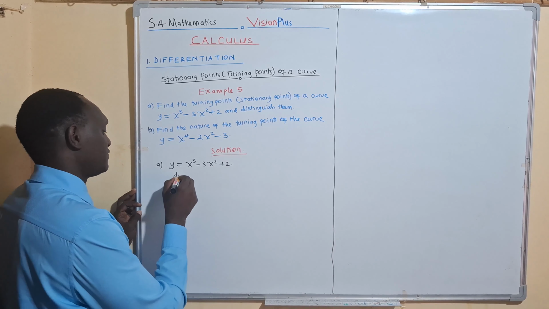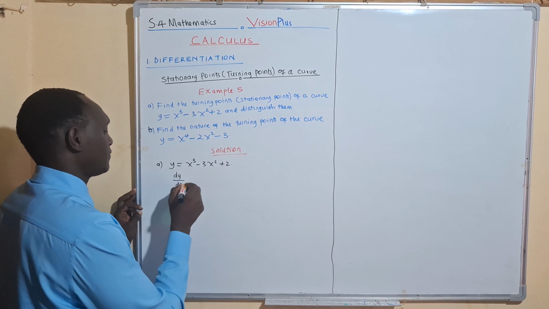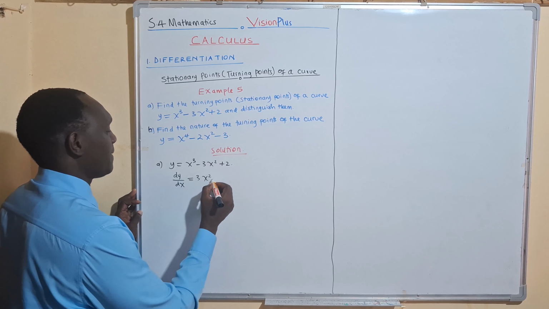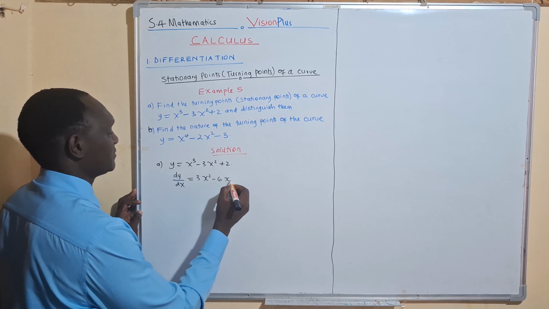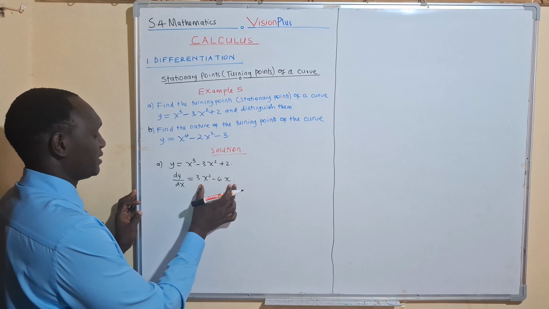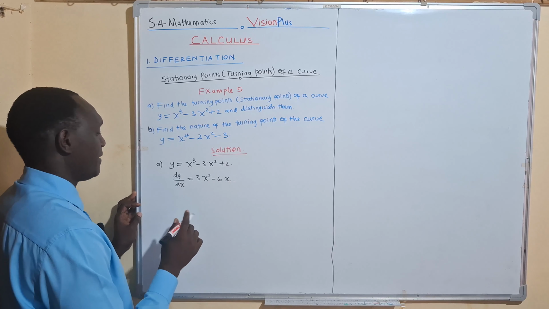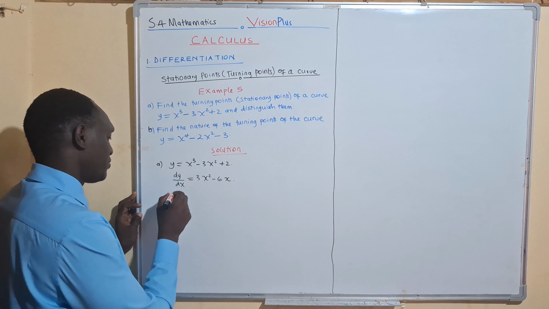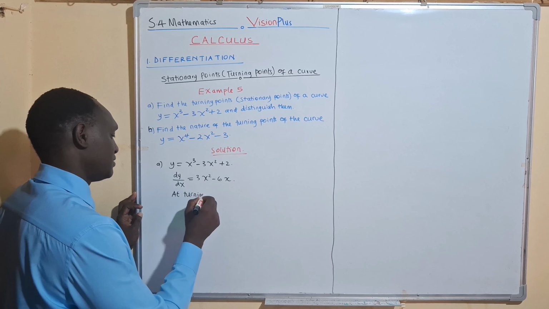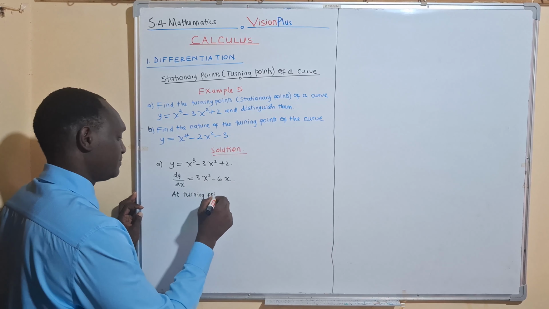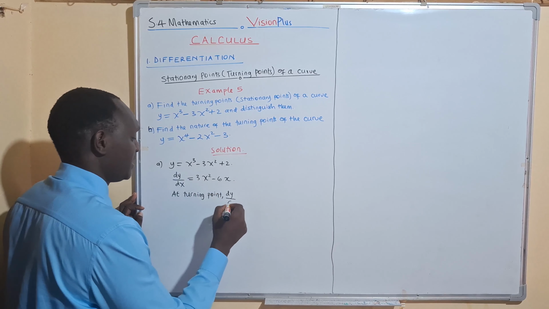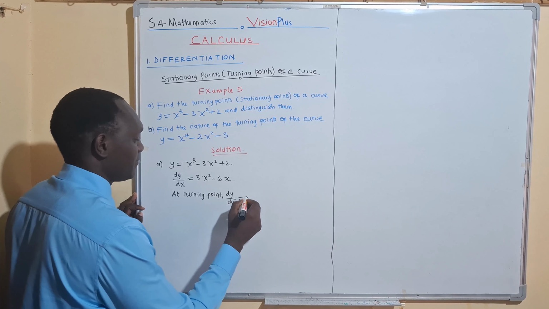So we differentiate the curve. dy/dx becomes 3x squared minus 6x. That is the gradient function of the curve at any point. But we know that at any turning point, the gradient is 0. Therefore, dy/dx is 0.